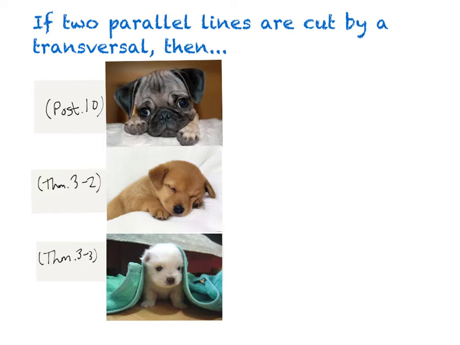So at the top of your paper, I'd like you to write, if two parallel lines are cut by a transversal, then. What I'm really going to be doing is going over one postulate, one theorem, and another theorem. All three of these items, postulate, theorem, and theorem, all start with this sentence. If two parallel lines are cut by a transversal, then, here's your first one.